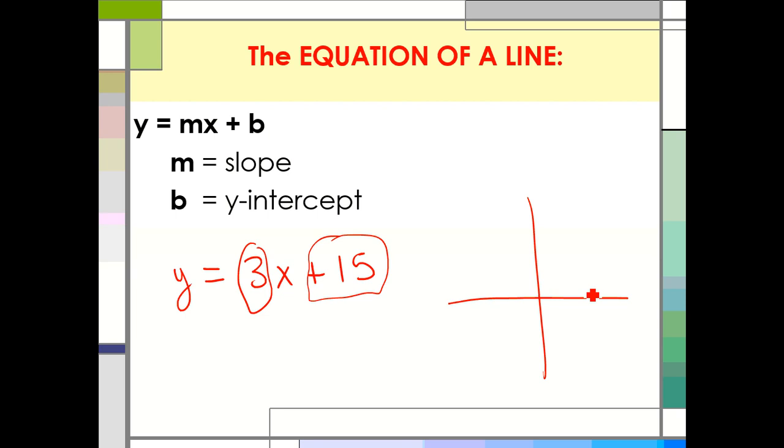So if I wanted to sketch that out real quick, I know it's going to cross the y-axis at a positive 15, so I'd count up to the positive 15 and plot a point. Then I can use my slope because that tells me how steep it is. I can do my rise and my run, 3 over 1, plot my points, and sketch in my line.